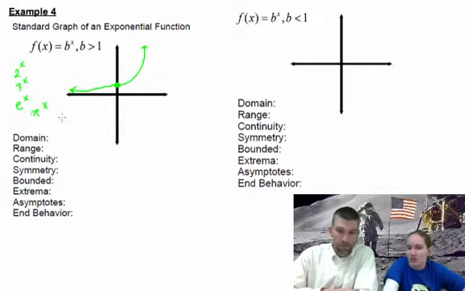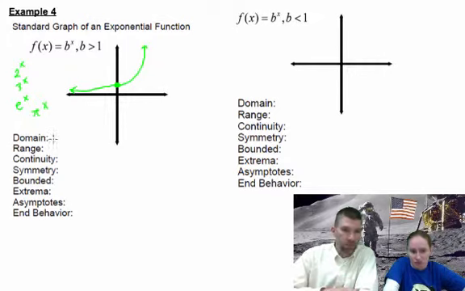So domain, we can plug anything we want in. So all reals. Negative infinity to positive infinity, all reals, capital R.